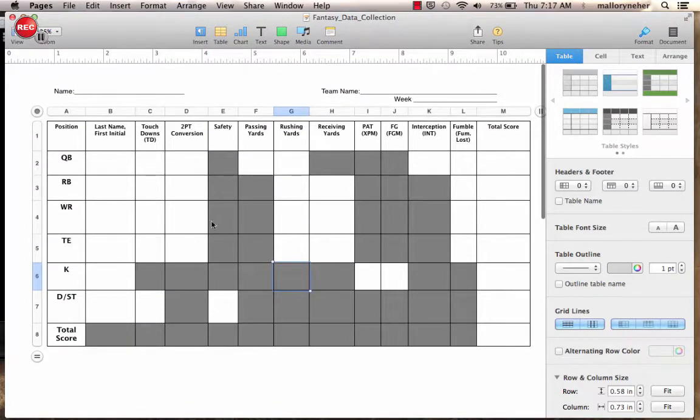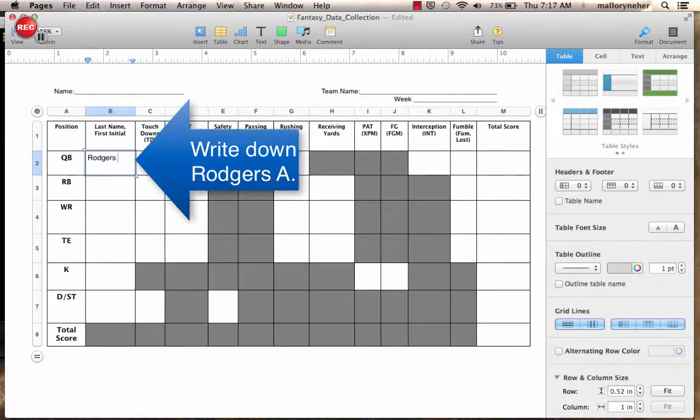So we're going to run through this and do a practice round just to see if you can get the hang of it. So let's assume that your quarterback is Aaron Rodgers. Well, I'm going to write in Rodgers A. Write that in on your piece of paper. We're just going to practice.